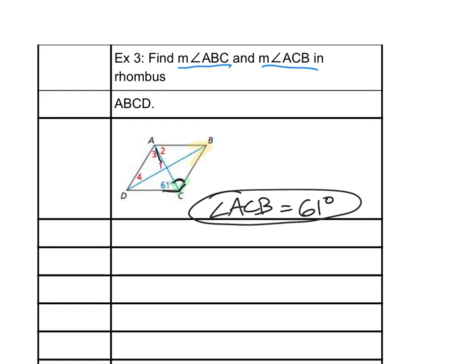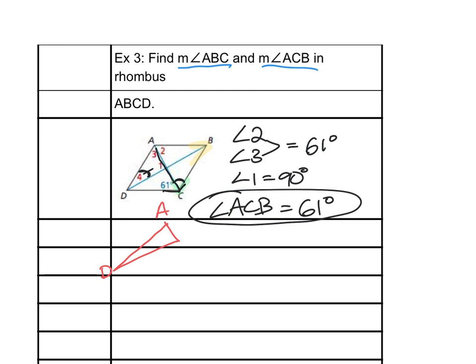Since we know that this diagonal bisects both of those opposite angles, and those opposite angles are congruent, we know that angle 2 and angle 3 are both equal to 61 degrees as well. We know that angle 1 is 90 degrees because where the two diagonals intersect creates a perpendicular angle. That was one of the theorems that was given to us. And now we need to use that information to help us find this angle right here, okay? So if we look at this triangle, I'm going to sketch this triangle here. This is A, and this is D, and this is angle 1.